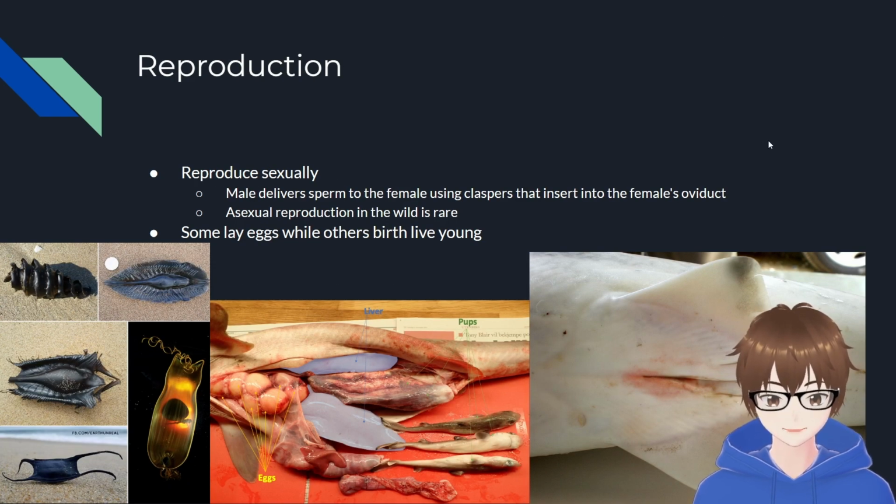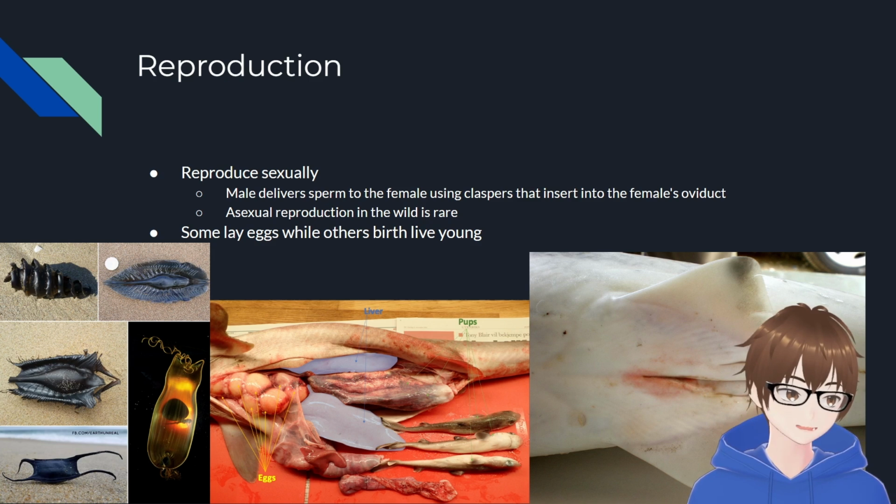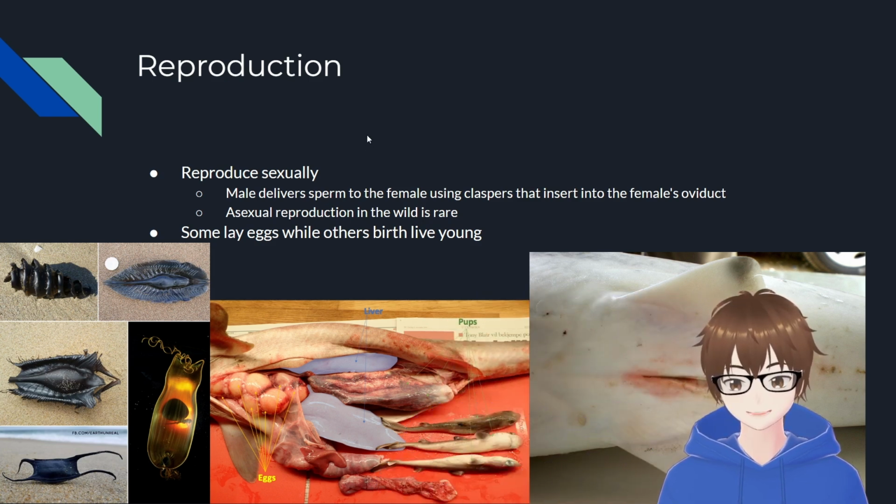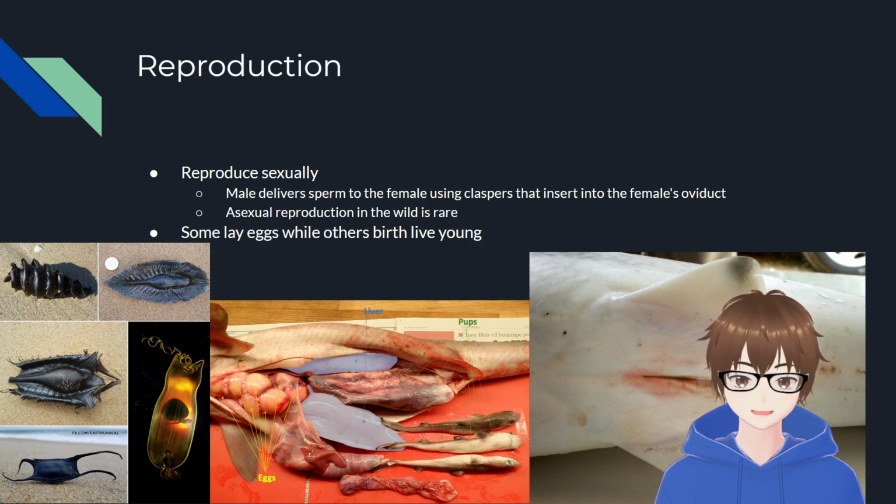So, reproduction. Of course, sharks reproduce sexually, most of them at least. The male will usually deliver the sperm to the female using claspers that are inserted into the female's oviduct. I have a picture here behind me, and there you can see the claspers on a shark. As I said, most sharks reproduce sexually, but there have been a few rare cases of asexual reproduction in the wild where a shark will basically not need a male at all to reproduce.